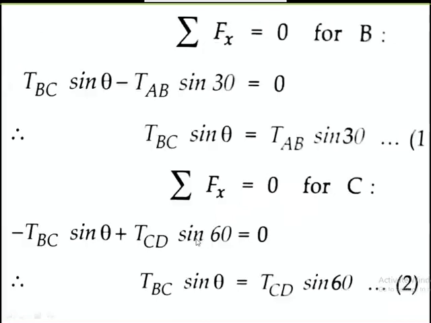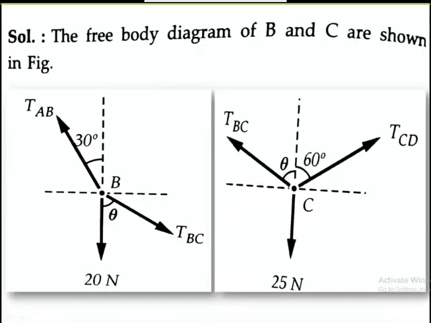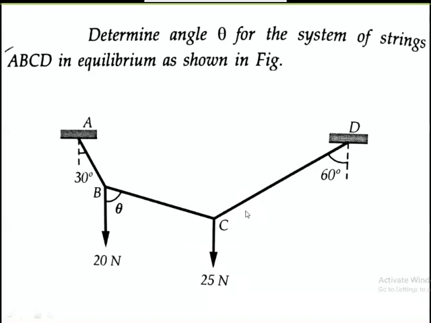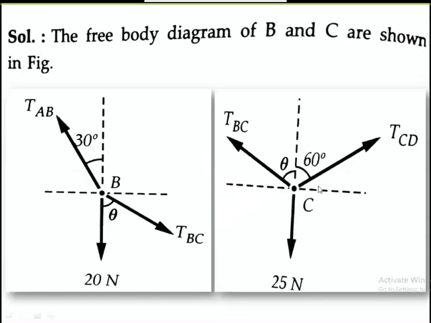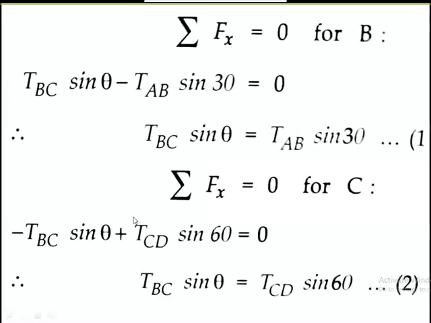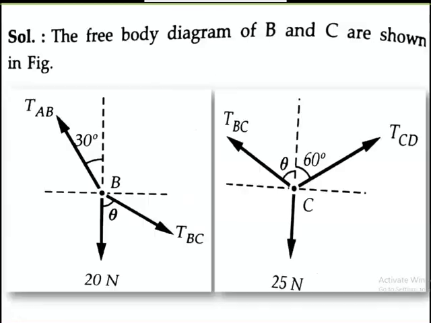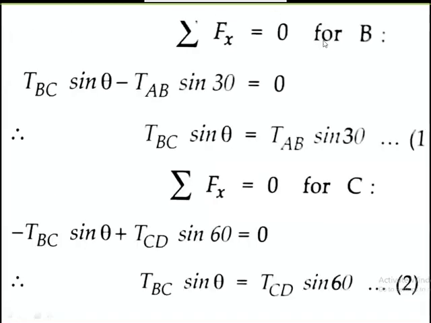Similarly, at the joint C, I have drawn the free body diagram. This is TCD, TBC, and this one is the 25 Newton force. So here we have three forces, but theta is unknown. We will go by using the equations of equilibrium. First, we will use summation of Fx equal to 0 at the joint B.